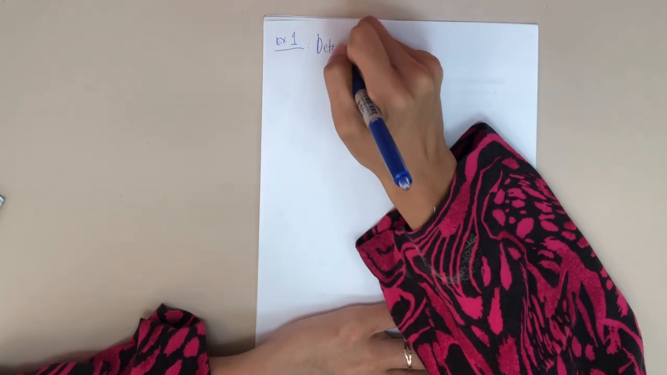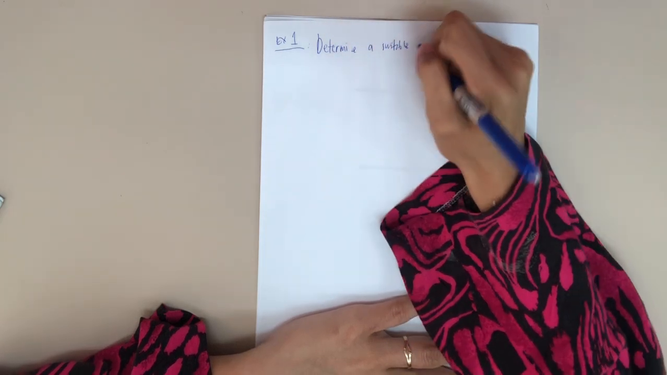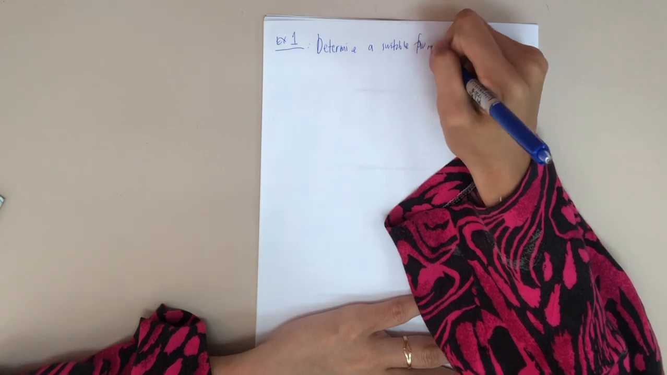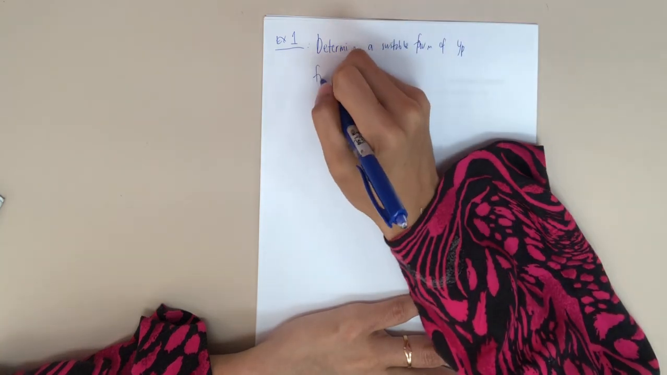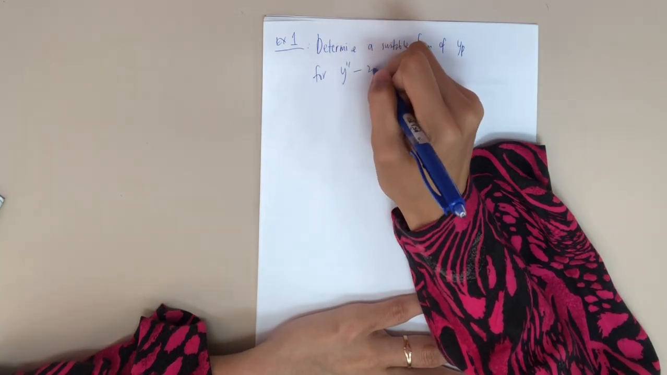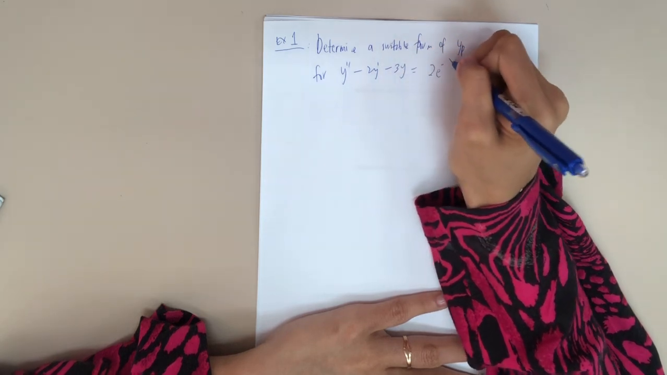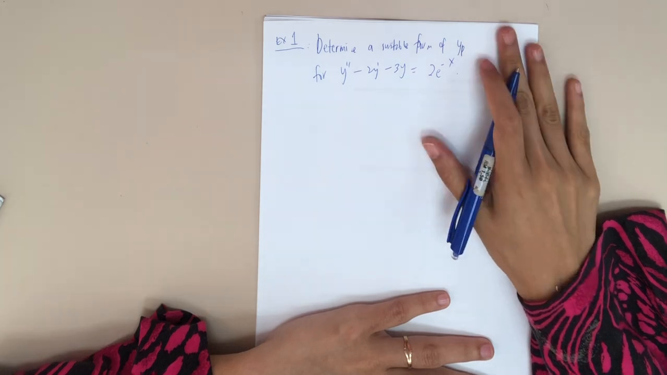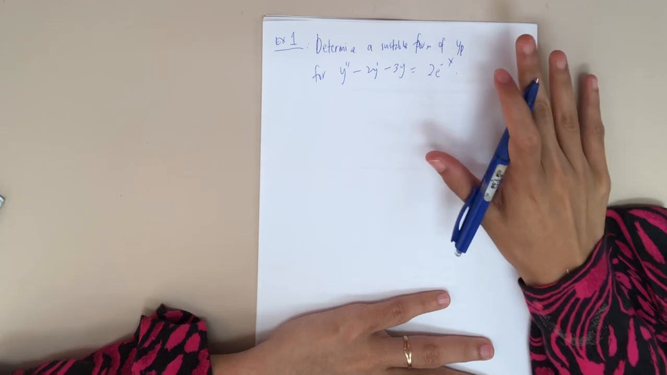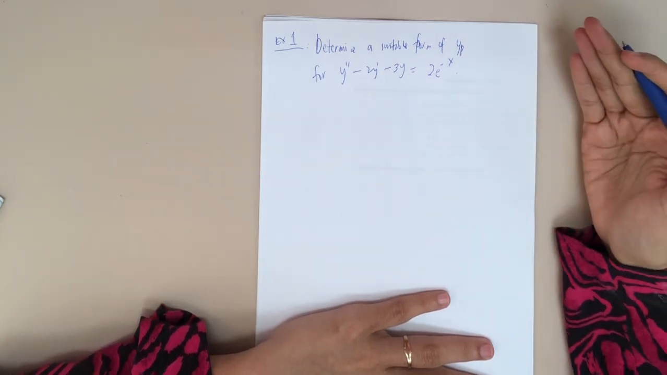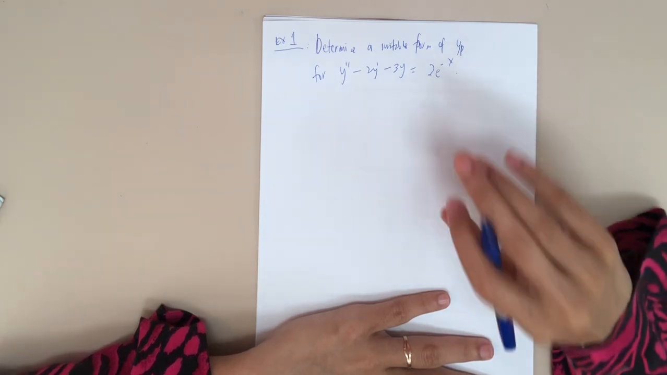So determine a suitable form of YP, or particular solution, for y double prime minus 2y prime minus 3y equal to 2e negative x. Okay, so this is an equation, and the first thing you need to check is whether this equation is homogeneous or non-homogeneous. Since we are doing non-homogeneous topics, of course it is non-homogeneous, so you don't need to figure it out.